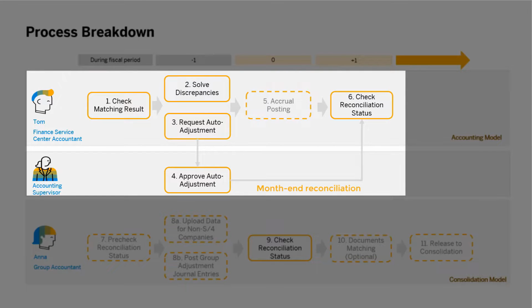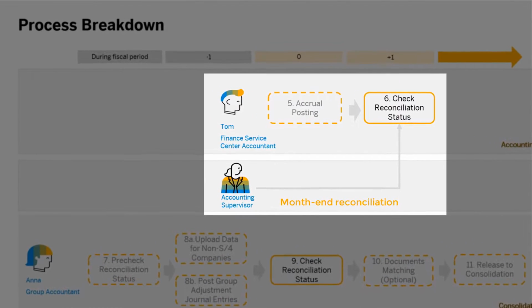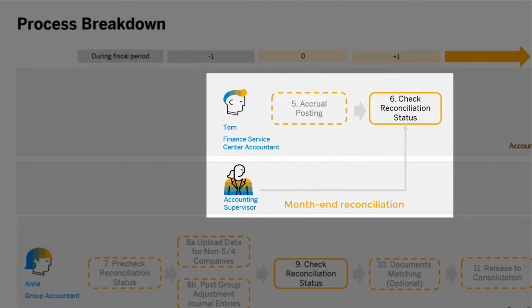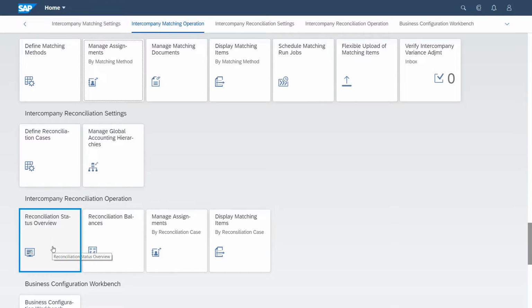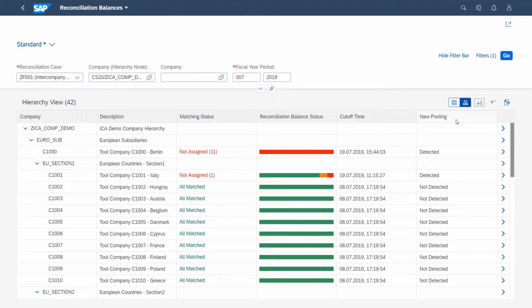The data discrepancies have been solved, but Tom is also approaching period end reconciliation, during which he checks the reconciliation status and makes any necessary accruals postings. So he opens the reconciliation status overview and displays the companies in a hierarchy view. The overall status is shown for all his companies.